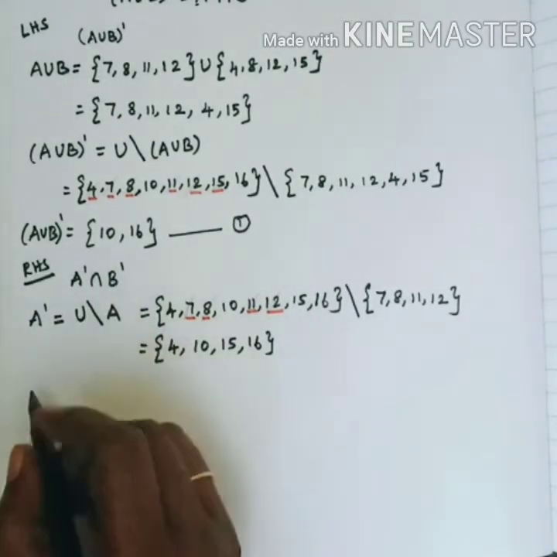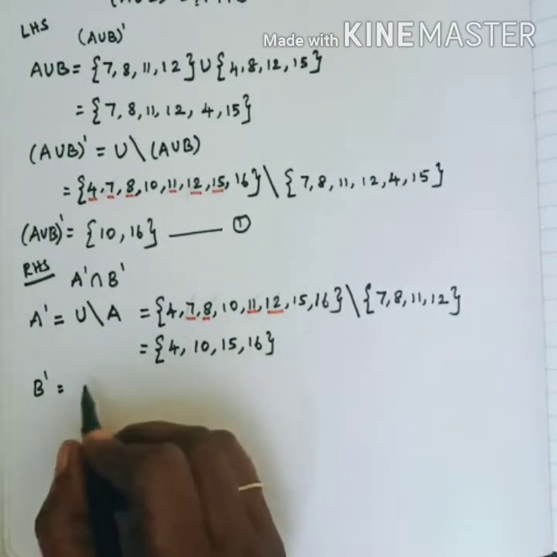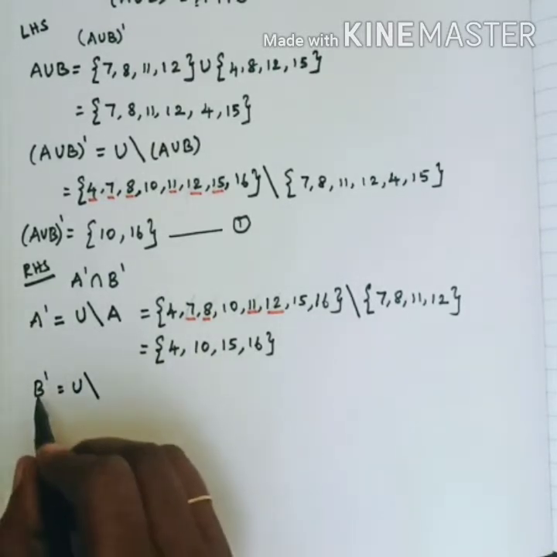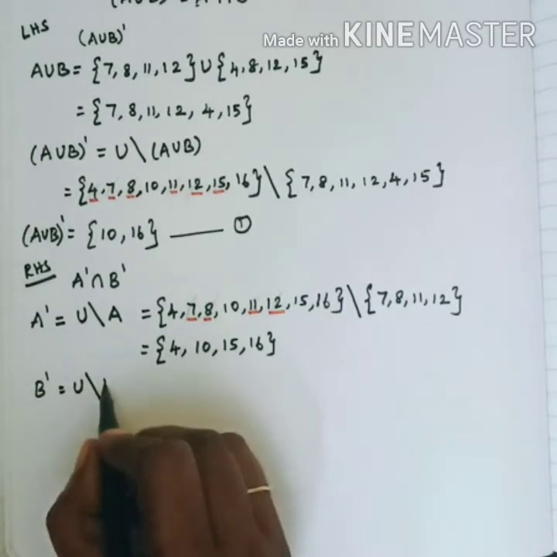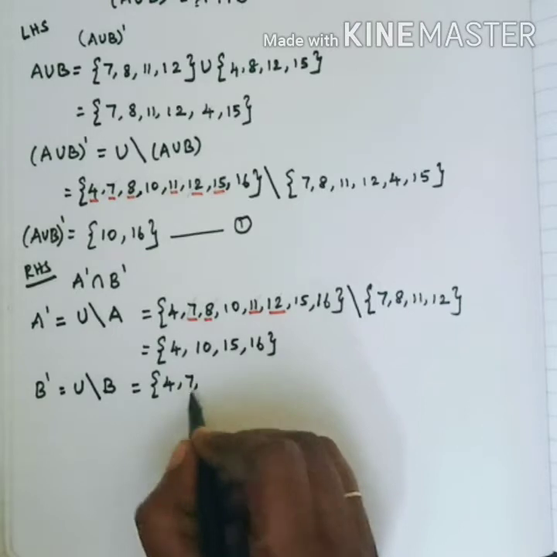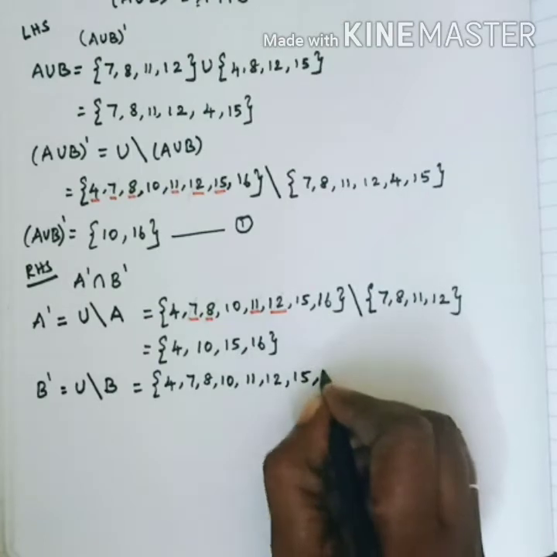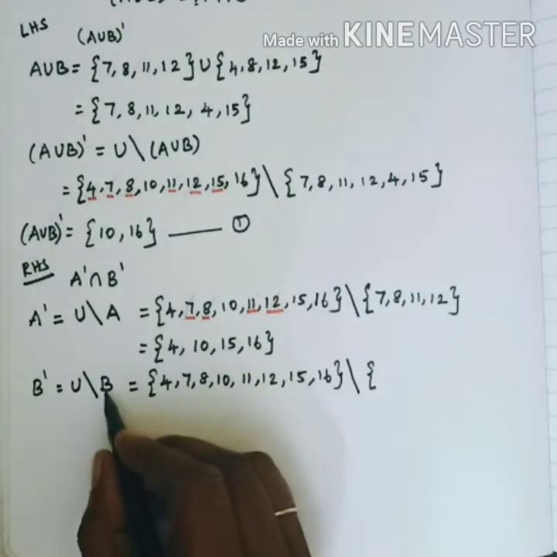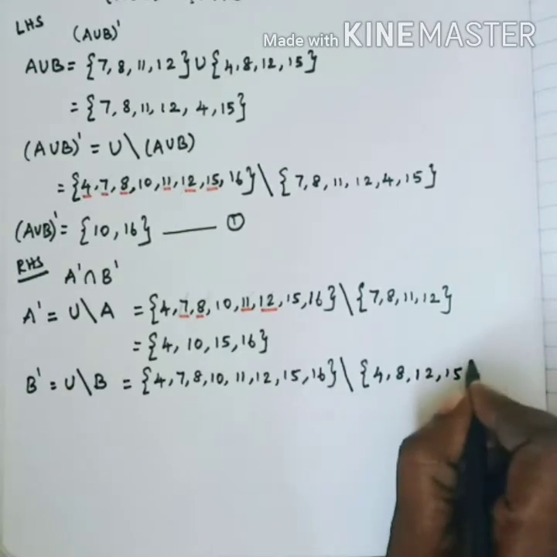Now we have to identify B'. B' is equal to, how do you find? Whenever dash comes you have to use U slash. U slash, this set you have to put in the down. So U slash B, U means universal set. What is your universal set? 4, 7, 8, 10, 11, 12, 15, 16, and then put the slash symbol here. Now write the elements of the set B. So the elements of the set B are 4, 8, 12, 15.